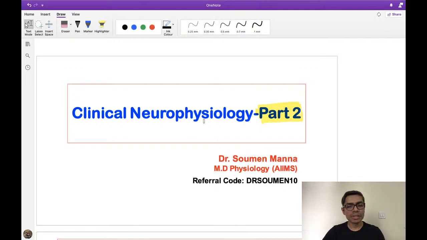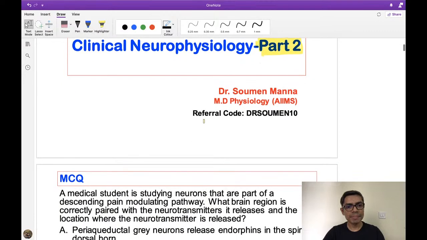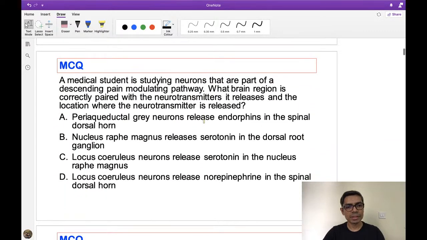But today we are going to discuss a few more MCQs related to clinical neurophysiology, which will help you understand the topic also, right? So directly, without much talking, I am going to the MCQ. This is the first MCQ in front of you today.